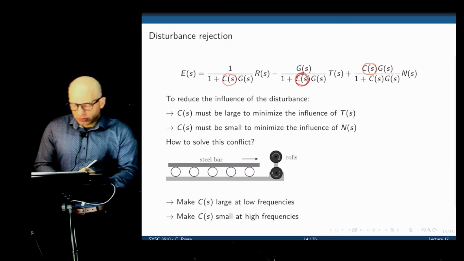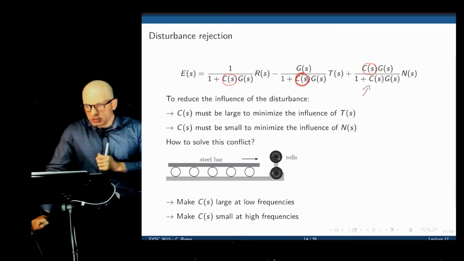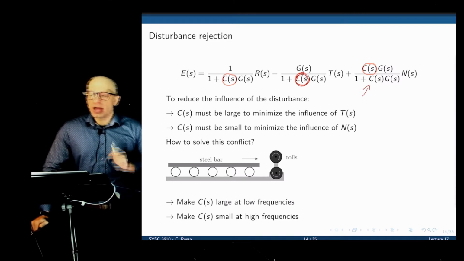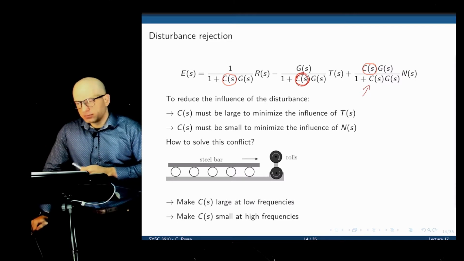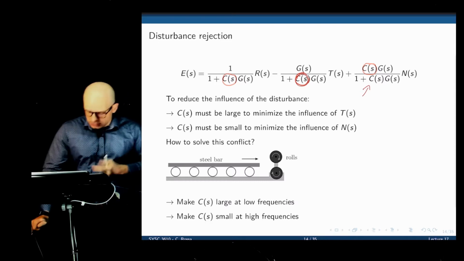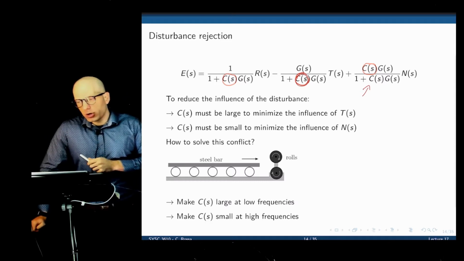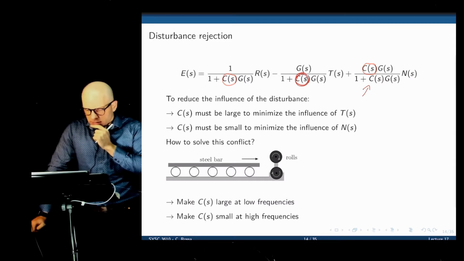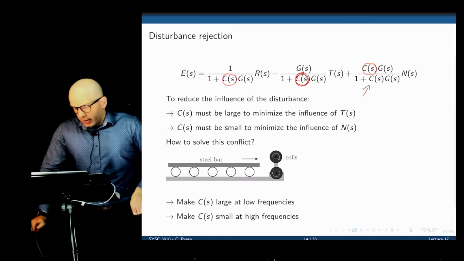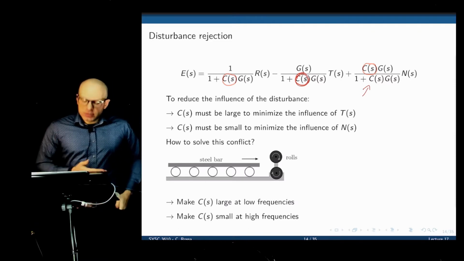But on the other hand, if you now look at the noise transfer function here, if you make the magnitude of C of S large, then you are amplifying the effects of noise. So that's the balance. How do we solve this? Well, now let's look at which frequencies these two will occur, the disturbance and the noise. Noise typically occurs at high frequencies. If you're dealing with electronics, it will be something that will occur at a much higher frequency than the disturbance itself.